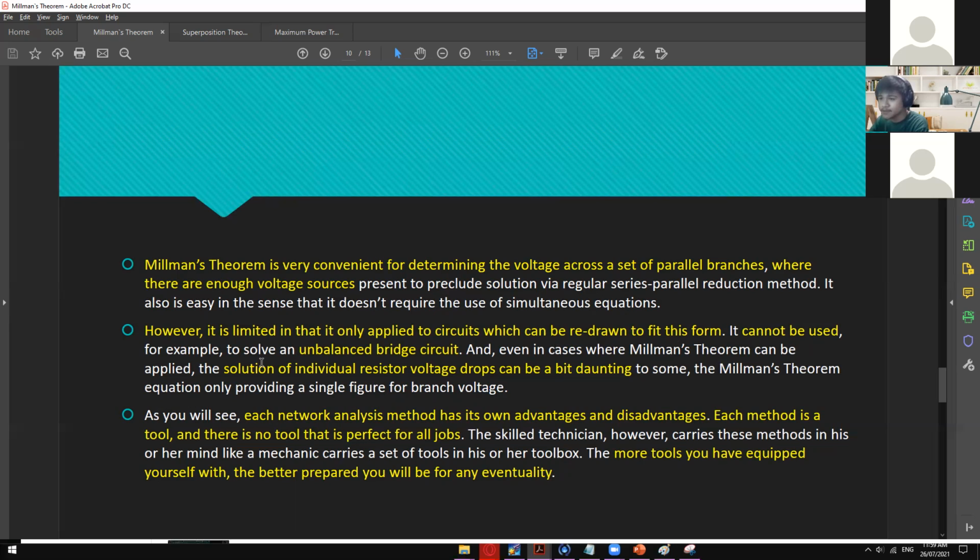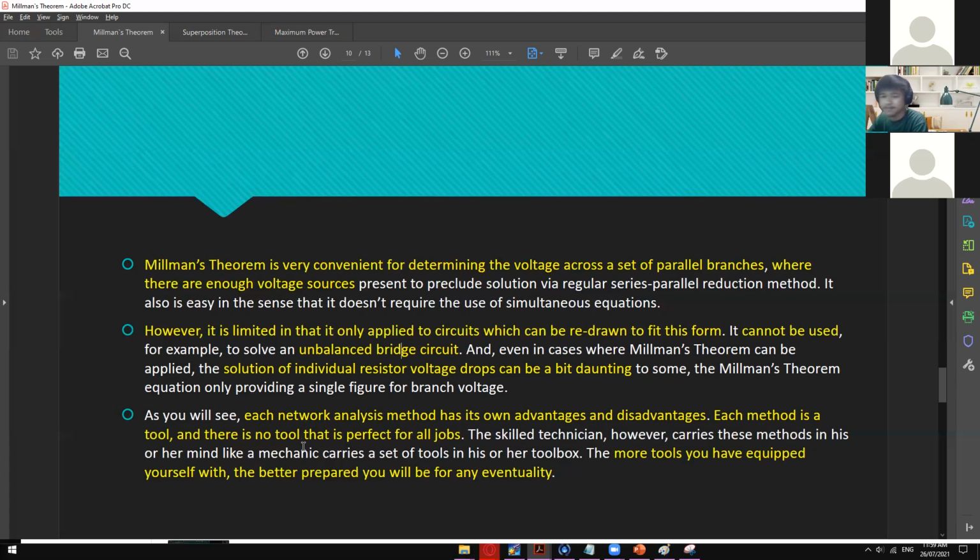So it cannot be used, for example, to solve an unbalanced bridge circuit because you cannot simplify that one into parallel branches. And even in cases where Millman's theorem can be applied, the solution of individual resistor voltage drops can be a bit daunting to some, as the Millman's theorem equation only provides a single figure for branch voltage. As you will see, each network analysis method has its own advantages and disadvantages. Each method is a tool, and there is no tool that is perfect for all jobs.